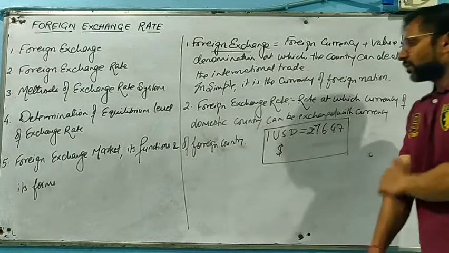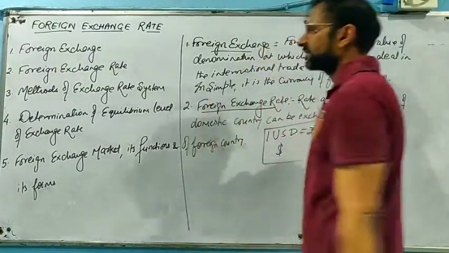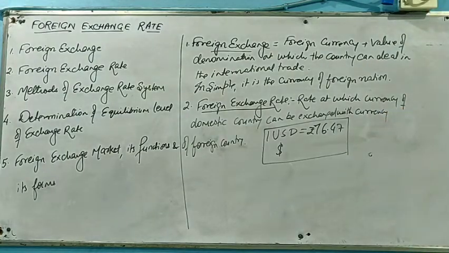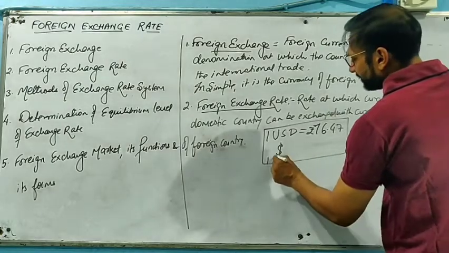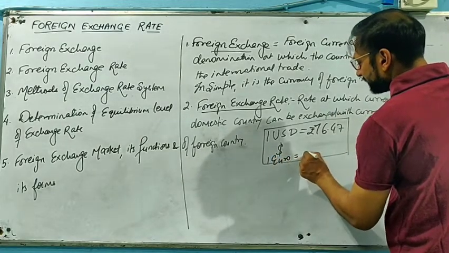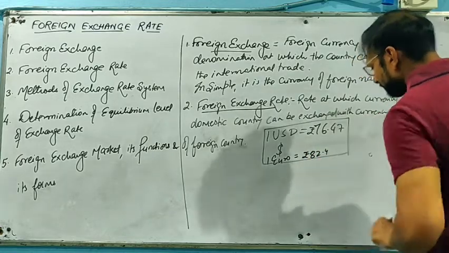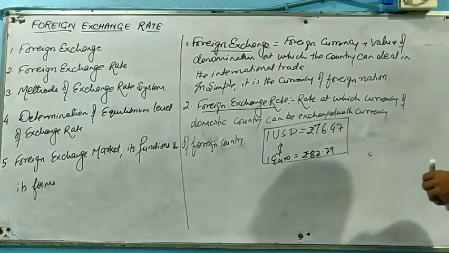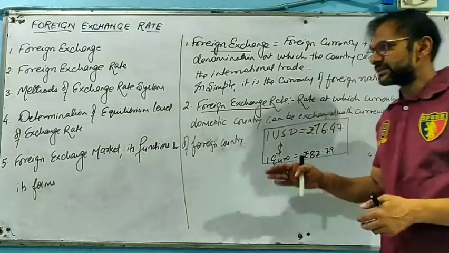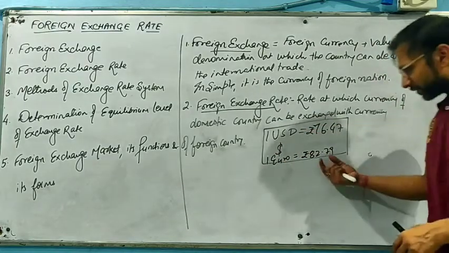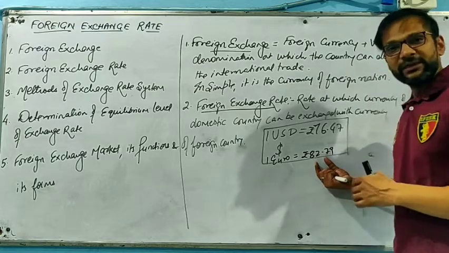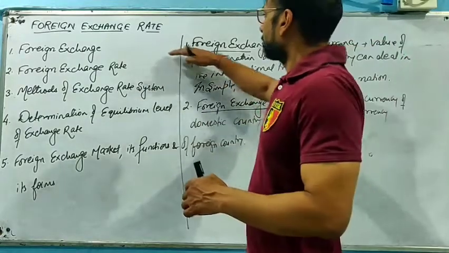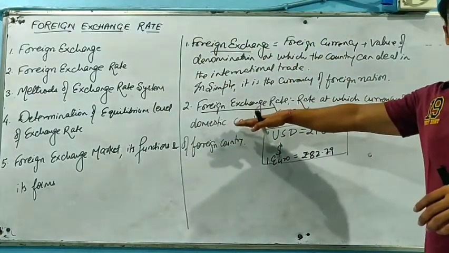Now, if we talk about foreign exchange rate, we just need to come to the methods of exchange system. We can have one more example: when we say $1 can be exchanged for rupees, say 82.4, or we can say 82.79, it is again an example of foreign exchange rate, by which the currency of one country can be exchanged with the currency of another country. So this is what we call foreign exchange, and this we call foreign exchange rate.